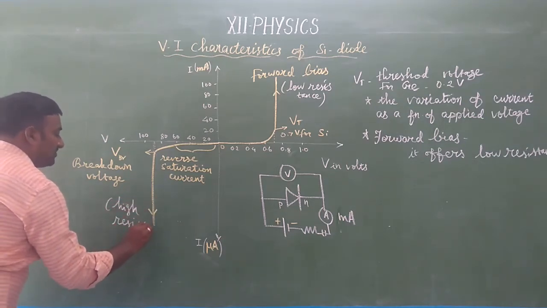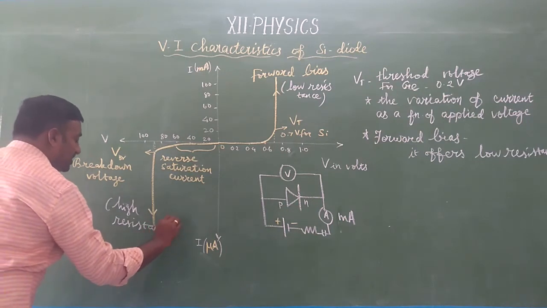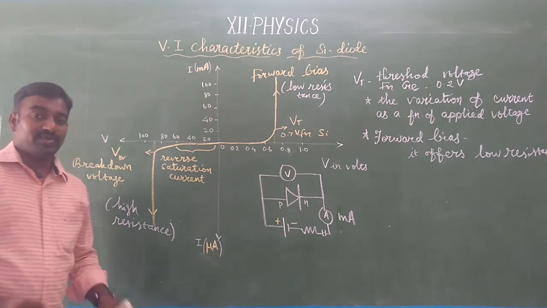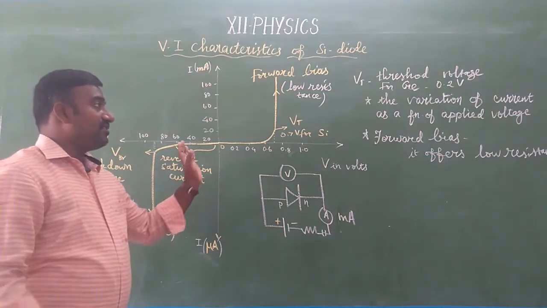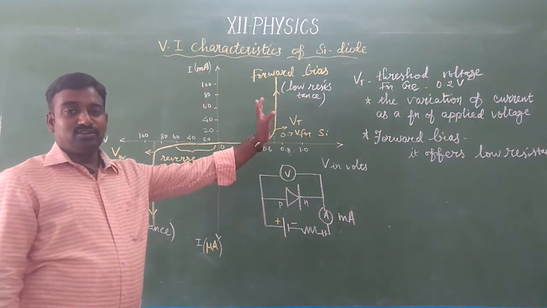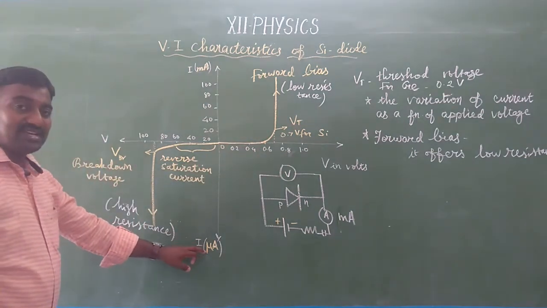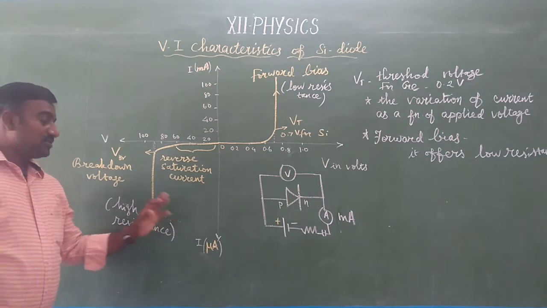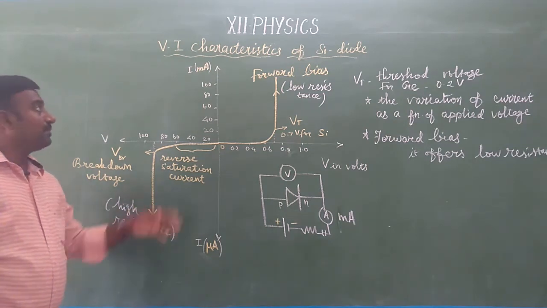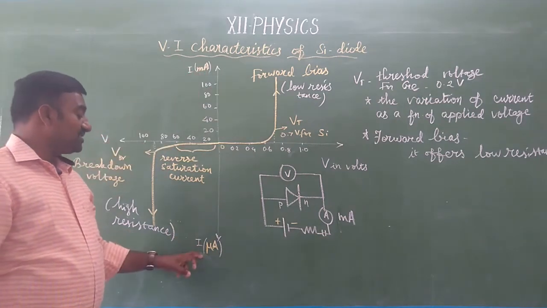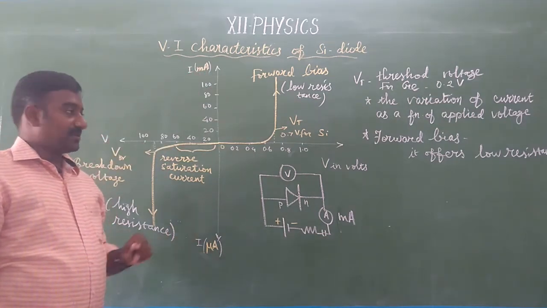From this we can conclude that the junction diode can be operated mostly in only one bias, that is forward bias. The reason is that forward bias allows the current to pass through. In reverse bias the current is very, very small, in microamperes, so it is almost negligible compared to the forward bias. Forward current is in milliamperes and the reverse current is in microamperes.